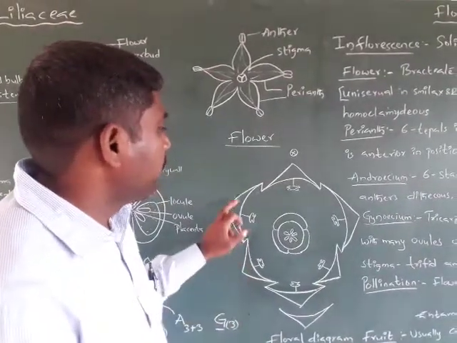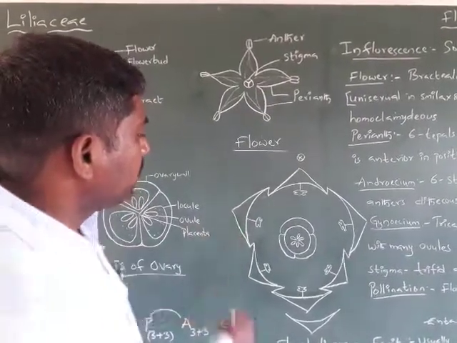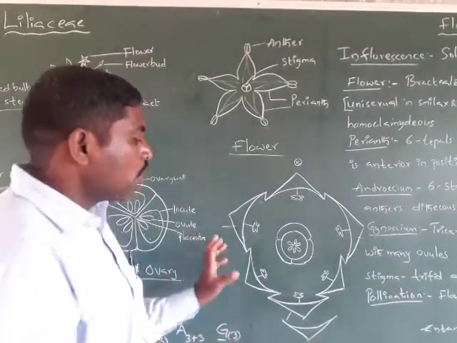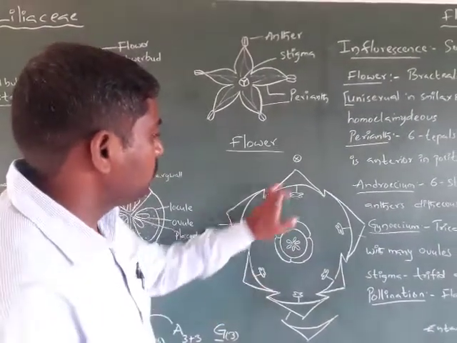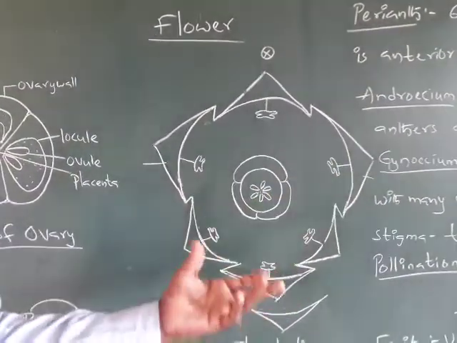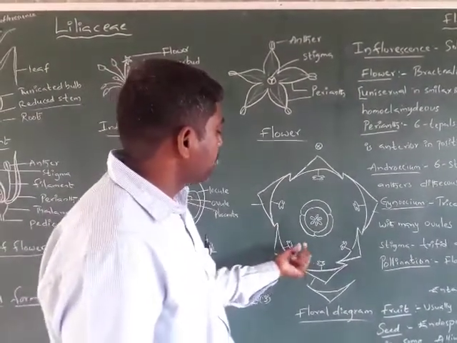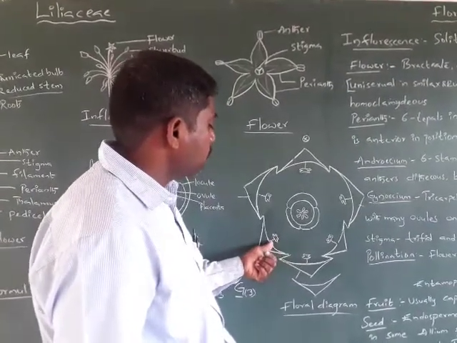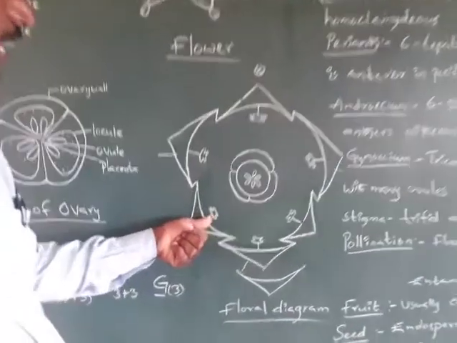These are the perianth, and these are in 2 whorls. Here it is the outer whorl: outer 3 perianths are there, and inner 3 perianths are there. 1, 2, 3, inner 3 and outer 3. Which means the perianth is arranged in two whorls. And the next thing is the androecium. Stamens are attached to the perianth, so it is called the epiphyllous stamen. Epiphyllous stamens are there.